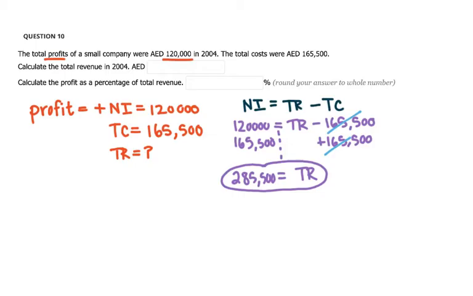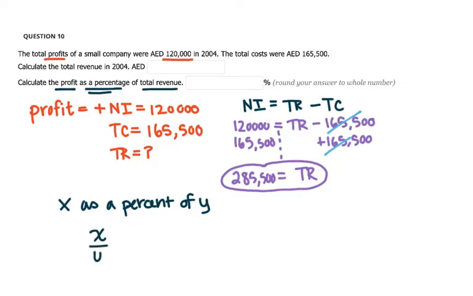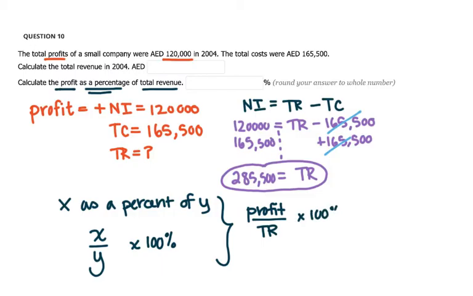Now, the second part of the question says to calculate the profit as a percentage of revenue. Whenever they say X as a percent of Y, whatever it is, that means take those two things, divide them, and to turn it into a percent, you can just multiply by 100%. So when they say profit as a percentage of total revenue, they're saying put profit on top, total revenue on the bottom, and multiply by 100% to get a percent.